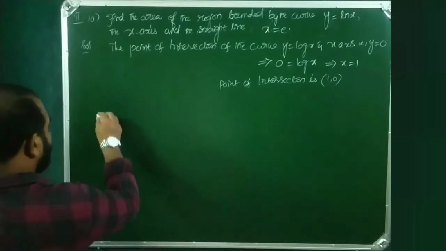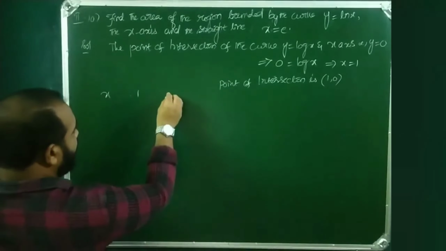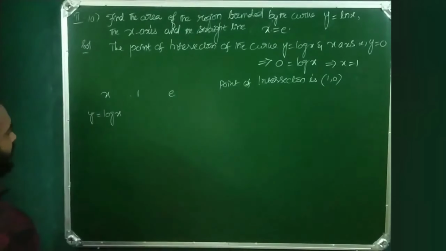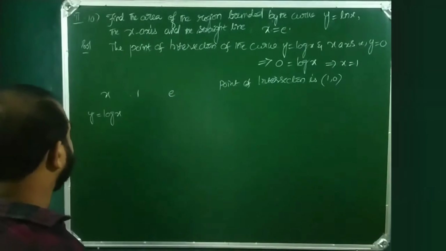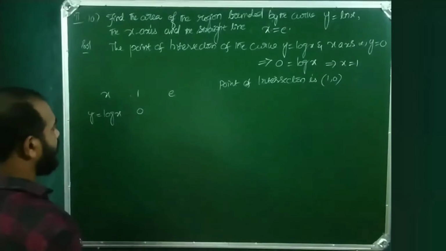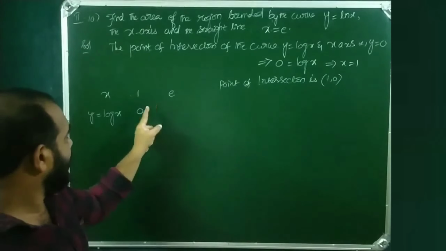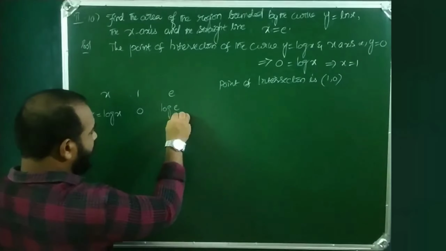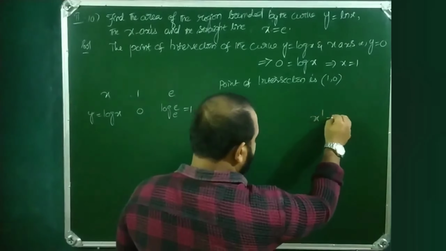So let us take x equals 0, x equals 1 and e. The function is y equals log x. Log 1 value is 0. Next, y equals log e. X is e, so log e to the base e is equals to how much? 1, because x power 1 equals x.